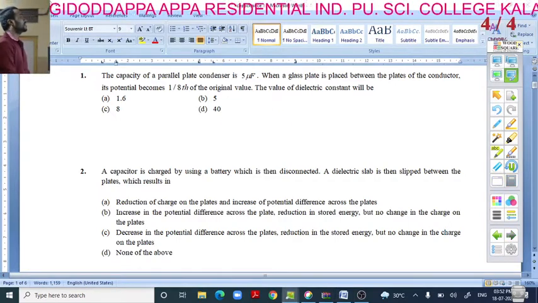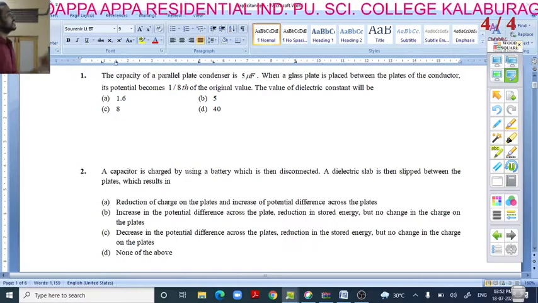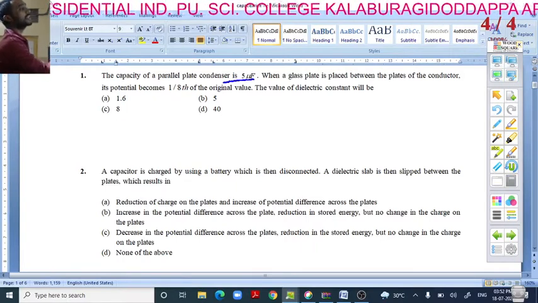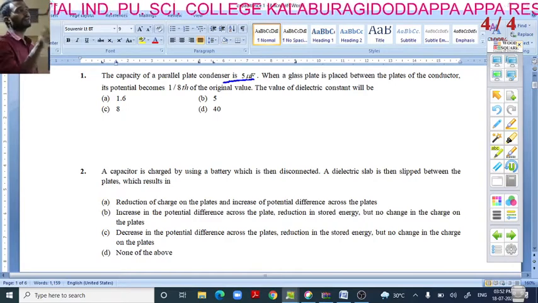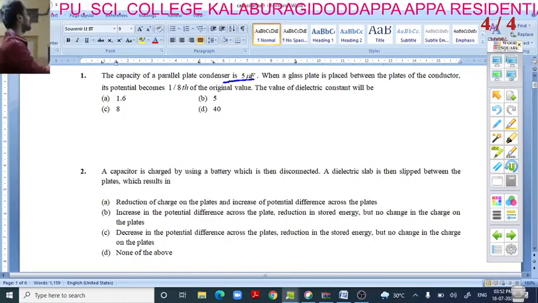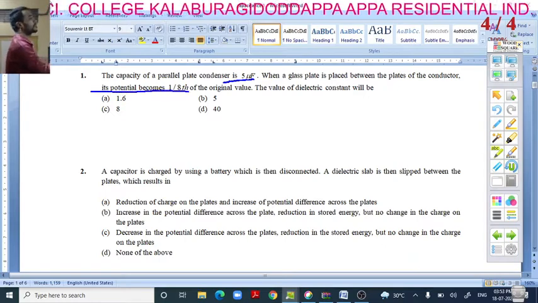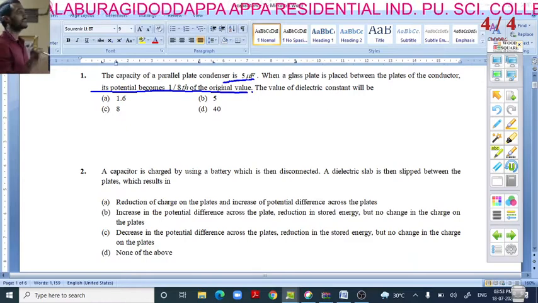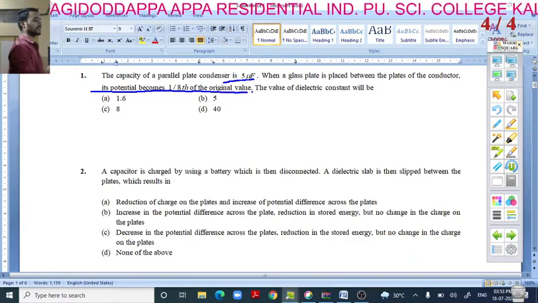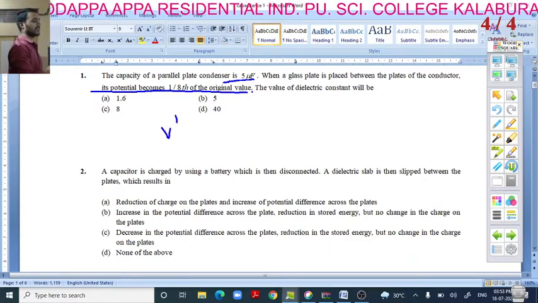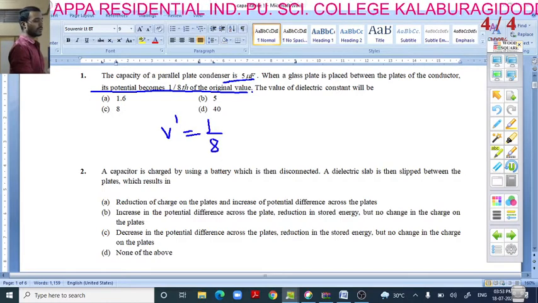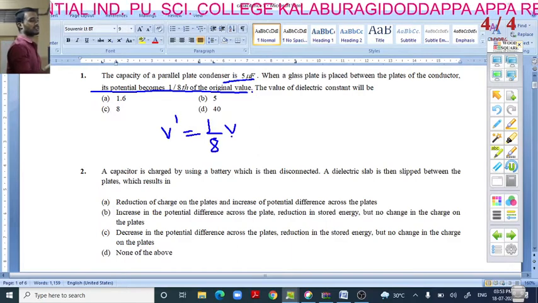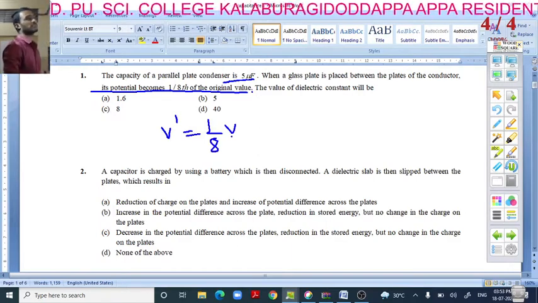The capacity of a parallel plate condenser is 5 microfarad. When a glass plate is placed between the plates of the conductor, its potential becomes 1/8 of its original value. Potential becomes means V dash. It becomes 1/8 of its original value. Let us assume initial is V, so 1/8 of its initial becomes V dash.